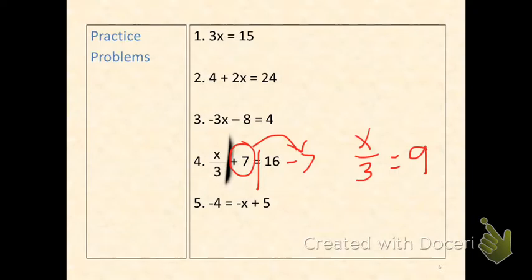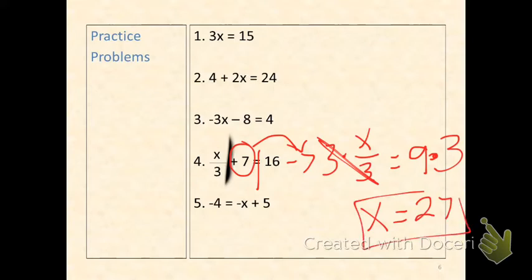Some of you might be saying, this is a fraction. Well, fractions are just division. And for those of you who remember, the opposite of division is multiplication. So I'm going to say times 3 on both sides. Those cancel out, so I have x equals 27.